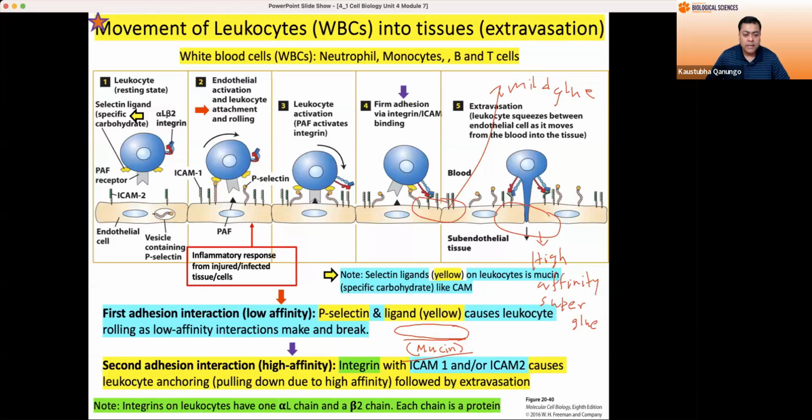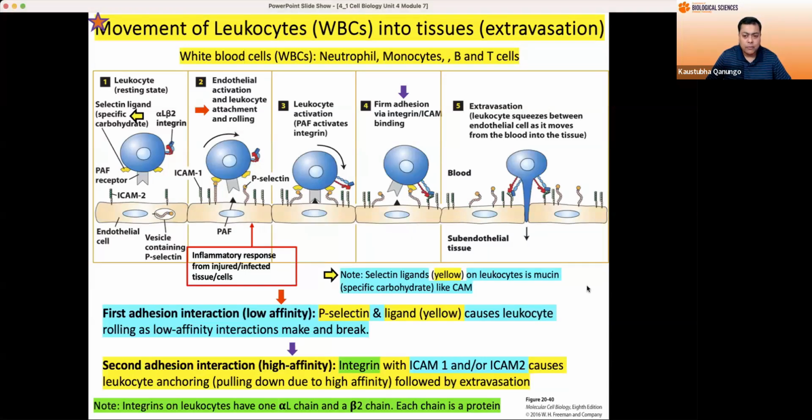So just remember that integrins on leukocytes have one alpha chain and a beta chain, and each chain is a protein. Also remember that. And as I said, if a person has a deficiency in alpha L chain production or beta 2 chain production, they will usually have less of this extravasation. So the leukocytes will not be able to interact with the ICAM, have extravasation, and essentially the person will suffer from immunocompromisation or genetic immunodeficiency as well. So that's pretty much the entire story. And that's pretty much about it.